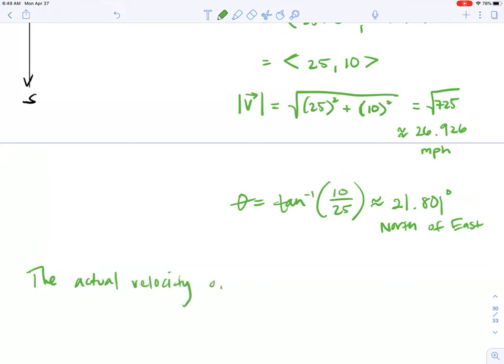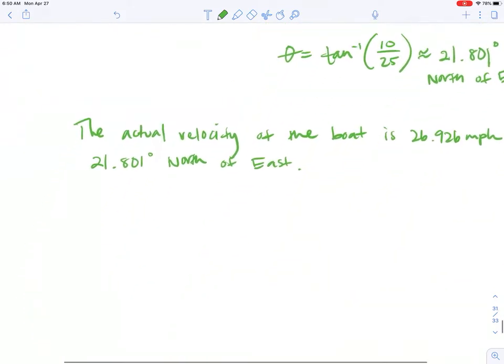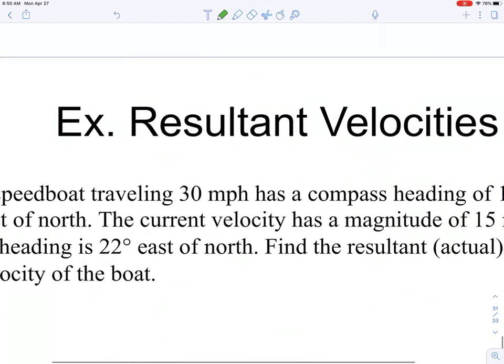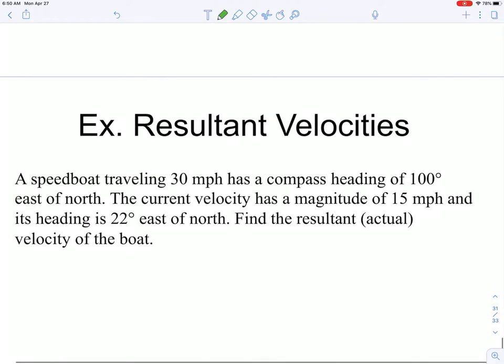And then since this is a word problem, we want to summarize. So the actual velocity of the boat is 26.926 miles per hour, 21.801 degrees north of east.